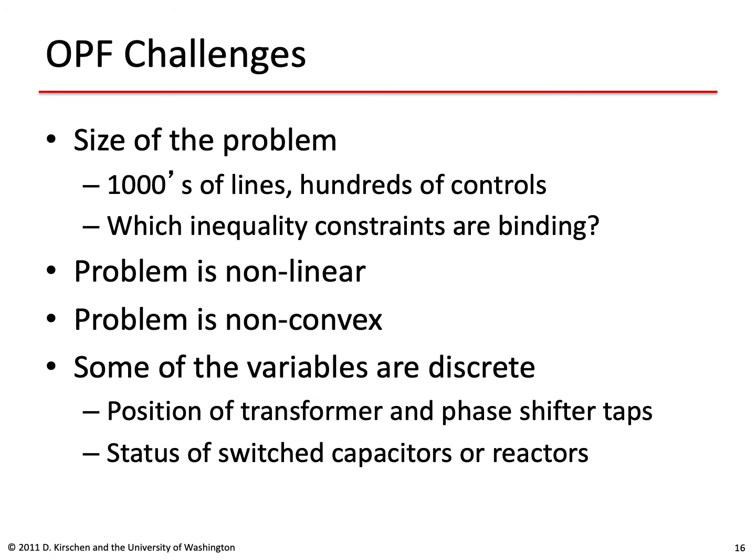Also, the problem is nonlinear. Cost functions can be nonlinear, and the constraints are nonlinear. For example, the equality constraints are the power flow equations, which are notoriously nonlinear. The problem is also non-convex, and some of the variables are discrete. For example, the position of the transformer and phase shifter taps, and the status of switched capacitors or reactors are on-off variables.